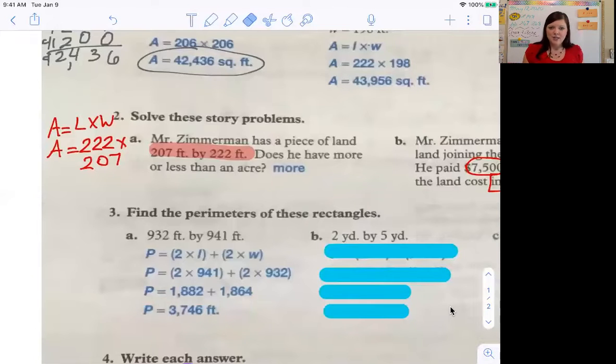3,746 feet. Why is it not squared? Well, because we're finding the perimeter. Never square perimeter. Let's move on to the next one.